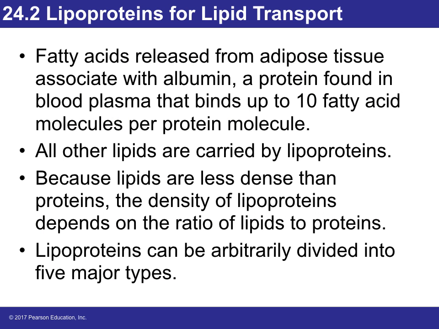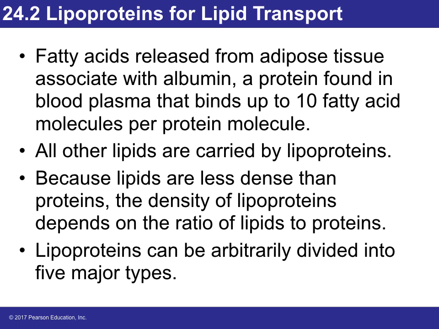So, what happens? Fatty acids that are coming from adipose tissue, or the fat in general, associate with albumin that you find in blood plasma, and it can actually bind up to 10 fatty acid molecules per protein molecule. Everything else is carried by lipoproteins. And remember that lipids are less dense than protein, so the density of a lipoprotein depends on the ratio of lipids to protein. That's why you have VLDL, LDL, HDL.